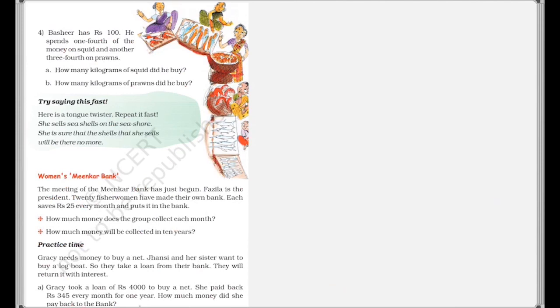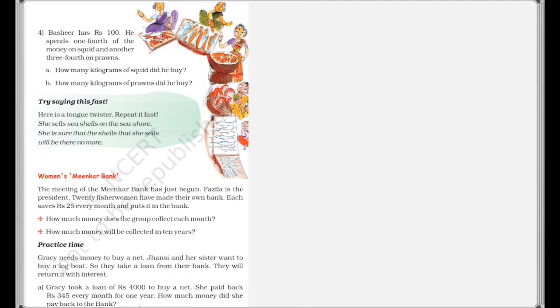Now next, Bashir has rupees 100. He spends 1/4 of the money on squid and another 3/4 on prawns. This question you need to try on your own. If you have any doubts about the answers, you can go and check the answers on the S2S Classes app.